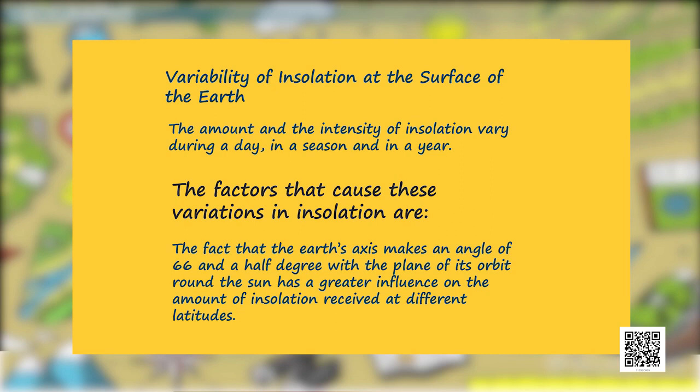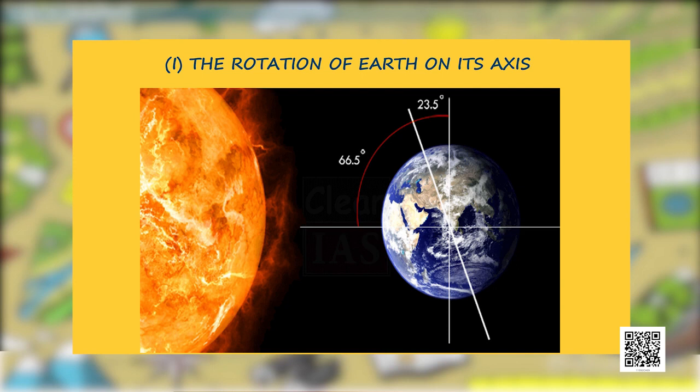Now we will talk about variability of insolation at the surface of the Earth. The amount and the intensity of insolation vary during a day, in a season and in a year. It's not uniform everywhere. It varies from place to place and from time to time. Factors influencing insolation are: number 1, the rotation of Earth on its axis. The fact that the Earth's axis makes an angle of 66.5 degrees with the plane of its orbit round the sun has a greater influence on the amount of insolation received at different altitudes. It's clear from the figure shown.